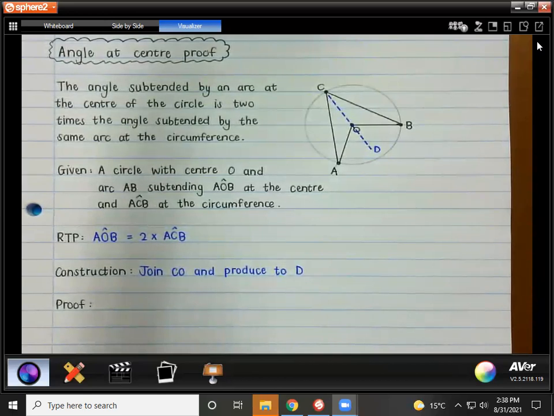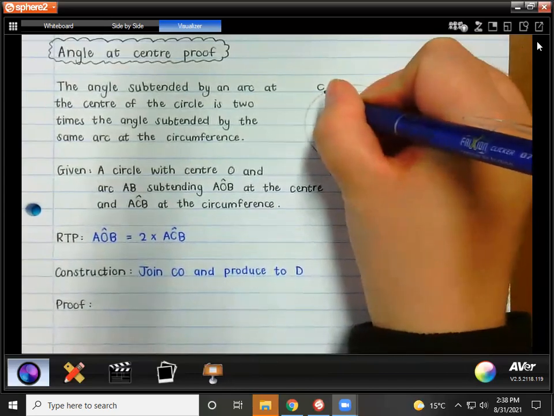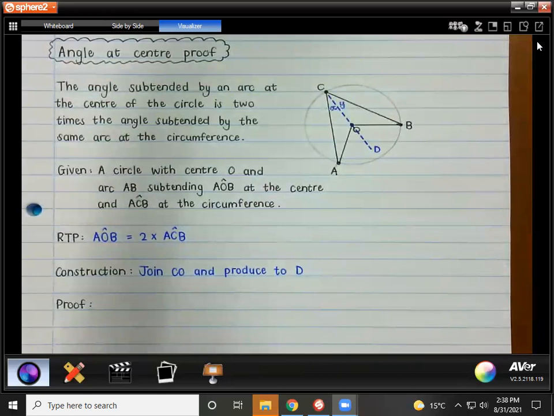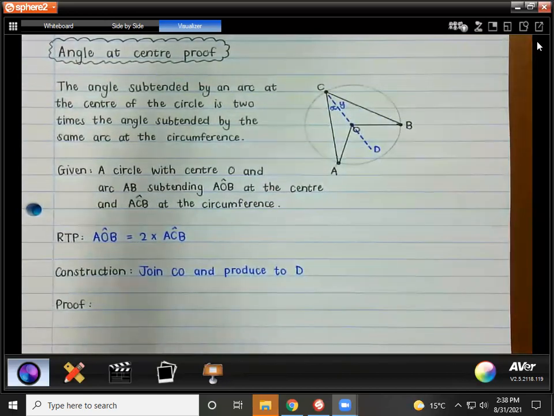Okay, now this proof is a bit more complicated than the two that were done yesterday, in the sense that we now need to introduce some variables to work with. It's going to be easier if we do it that way. So I'm going to say that this angle is X and that angle is Y. Sorry, that's quite small, but just draw an X there and a Y over there.